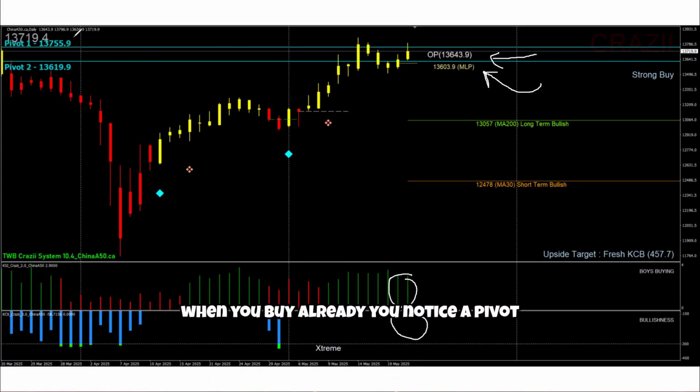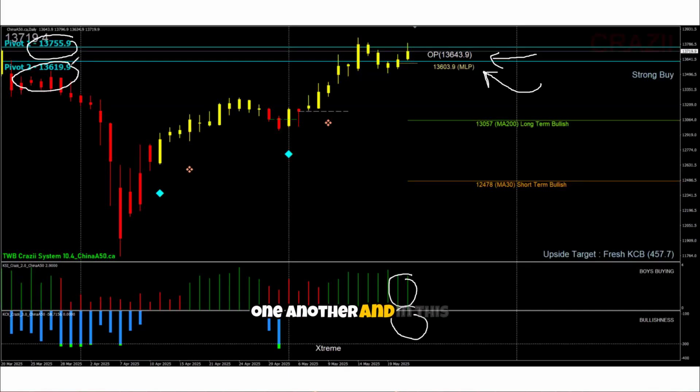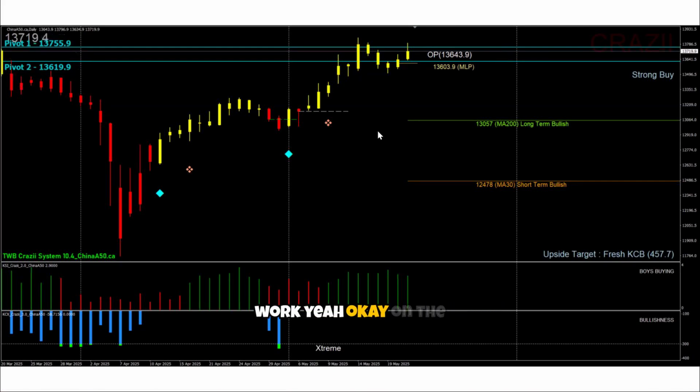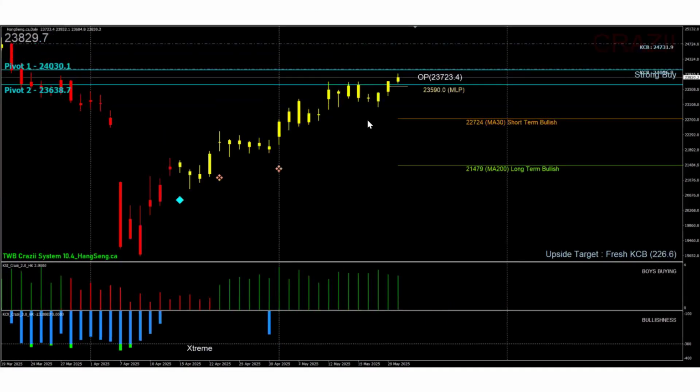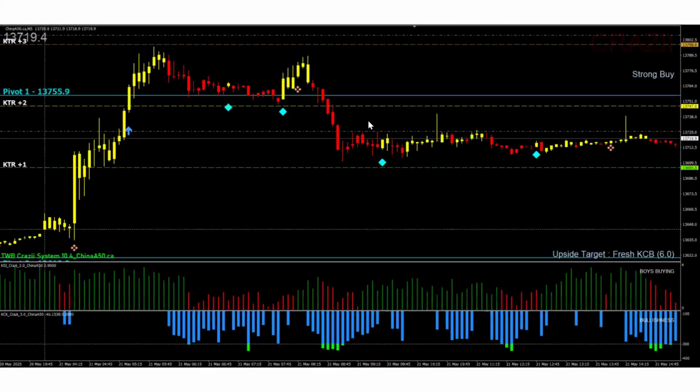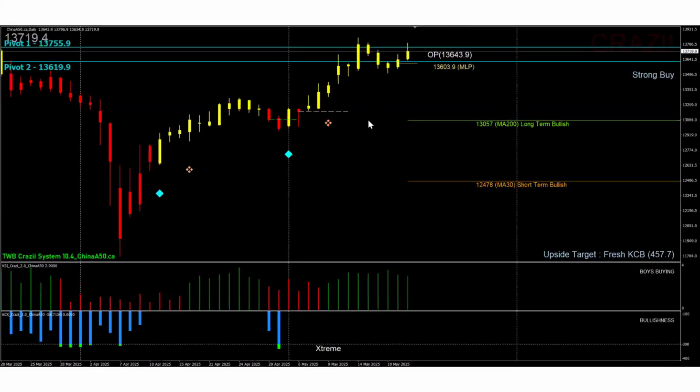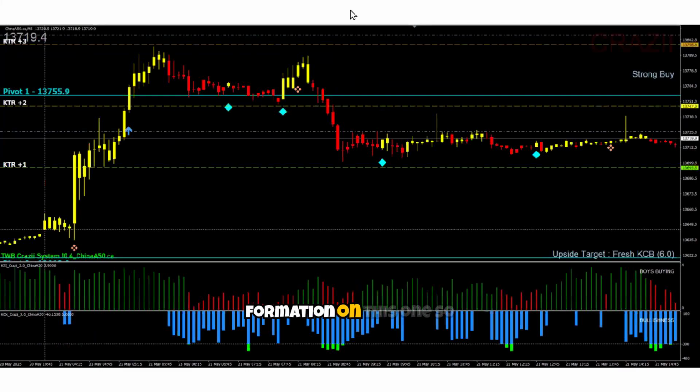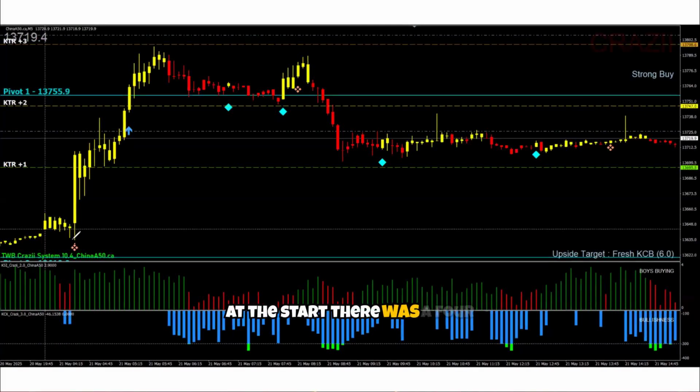But when you buy already, right, you notice pivot 1 and pivot 2 is very near one another. And in this case, pivot 1 is the target. So why I want to bring this topic in is look at how the pivot works. Okay, on the 5-minute chart. So this is the 5-minute chart on this one. So at the start, there was a 4 diamond. So you place a line across it.